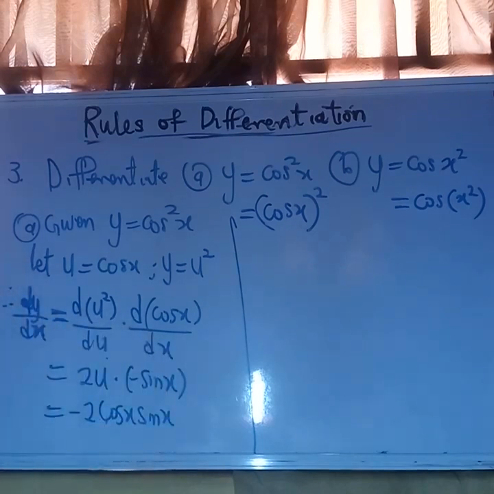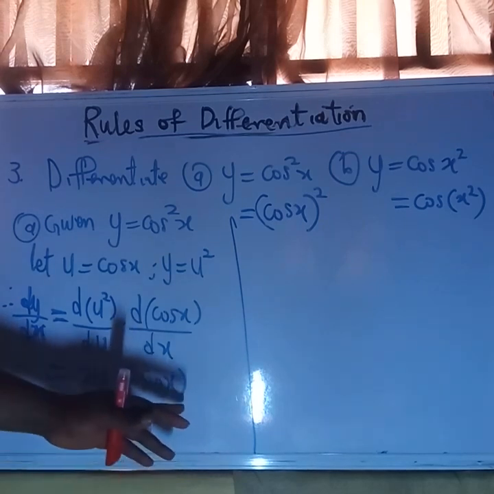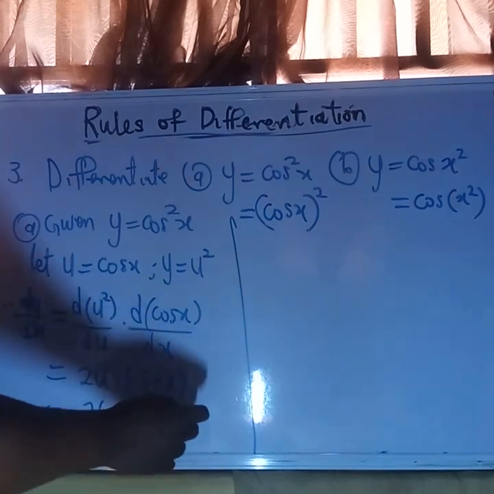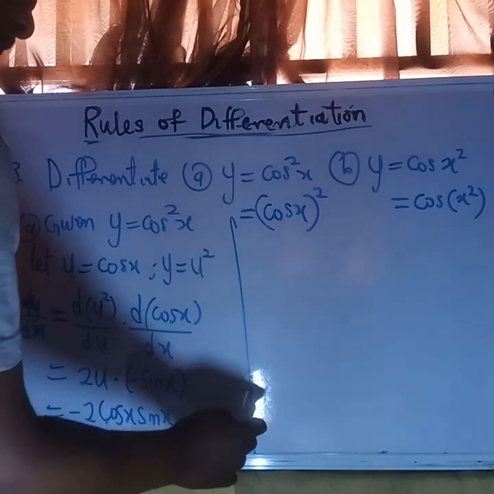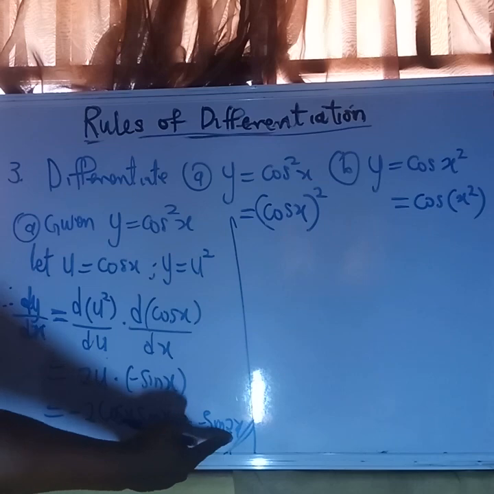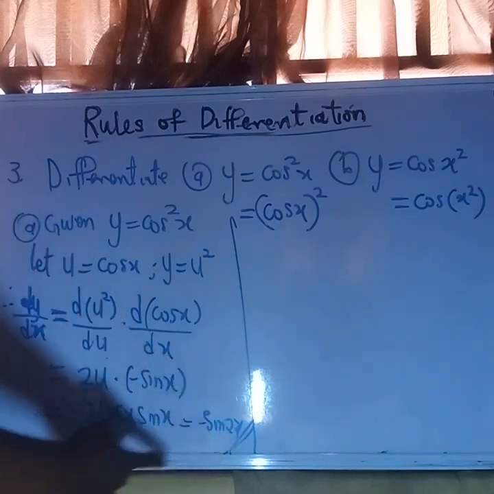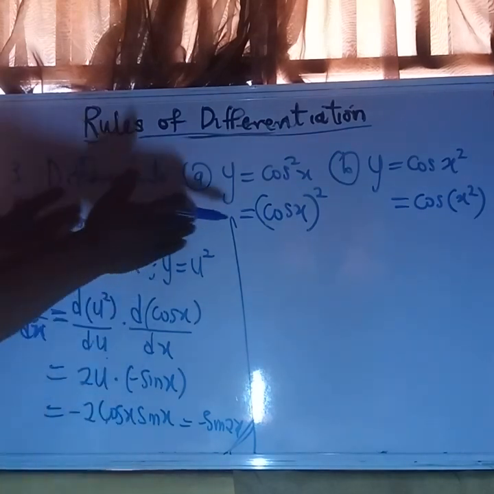Other than the trig identity, 2 cos x sin x means sine 2x. Accordingly, you can say the slope of this is minus sine 2x. According to the trig identity, this sine 2x means 2 cos x sin x, so whether this or this, that is correct. So this is the slope of this function.